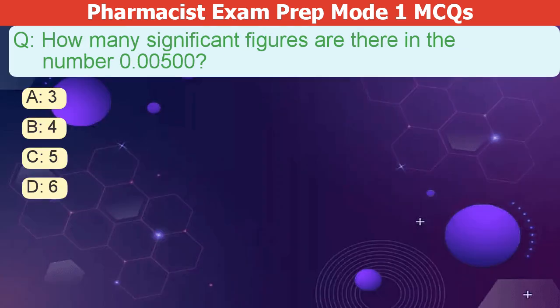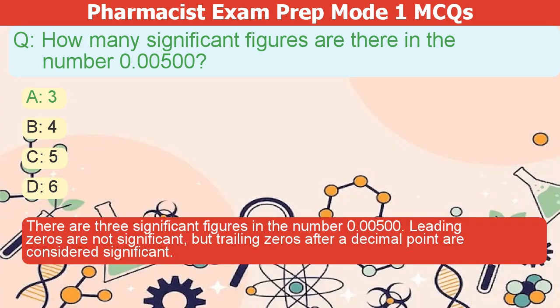How many significant figures are there in the number 0.00500? A. 3. B. 4. C. 5. D. 6. The correct answer is A. There are 3 significant figures in the number 0.00500. Leading zeros are not significant, but trailing zeros after a decimal point are considered significant.